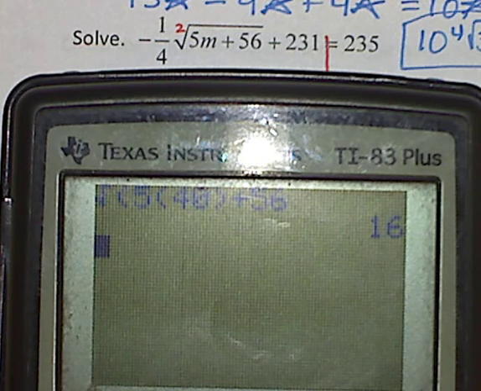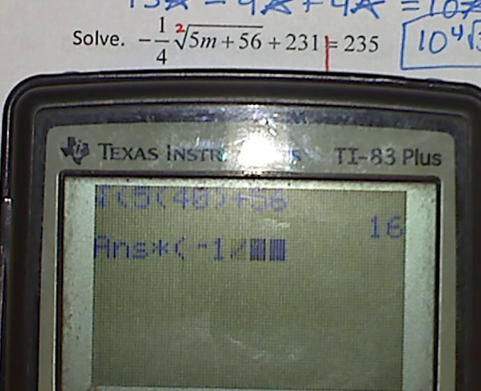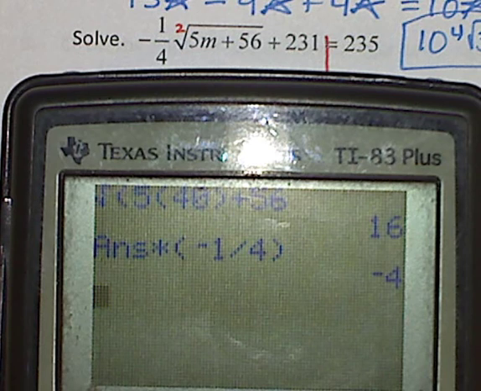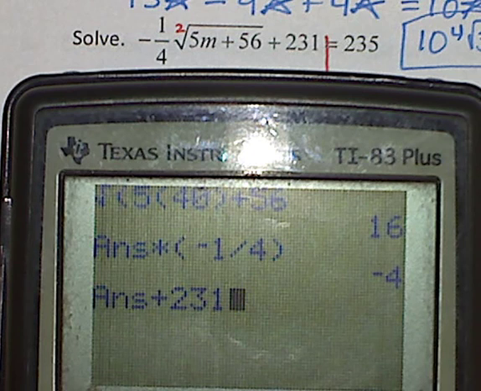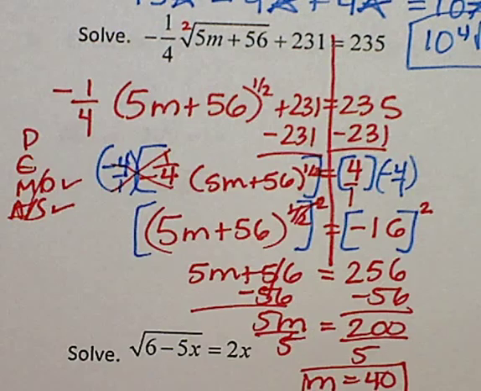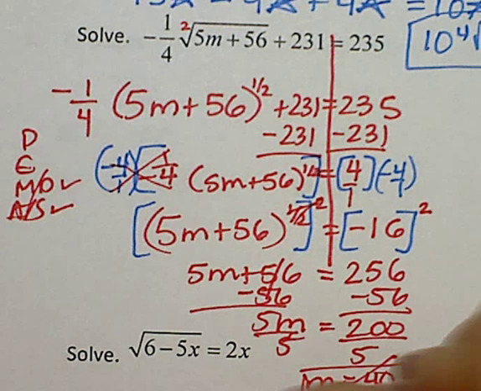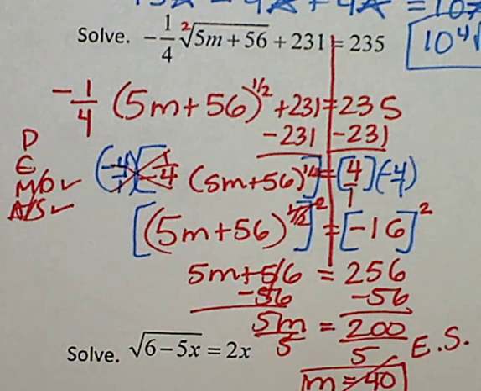Now I need to multiply it by the negative 1/4 that's out front. Let's keep it in parentheses. And the final step is to add 231. And what answer do I want to get? If this works, what answer should I get? 235. But do I get 235? So what does that mean? It means this is an extraneous solution, and rather than writing the whole words out, I do capital E, capital S, representing extraneous solution. So if somebody said to you, what's this answer? You'd have to say no solution, because the one answer you came up with was extraneous.